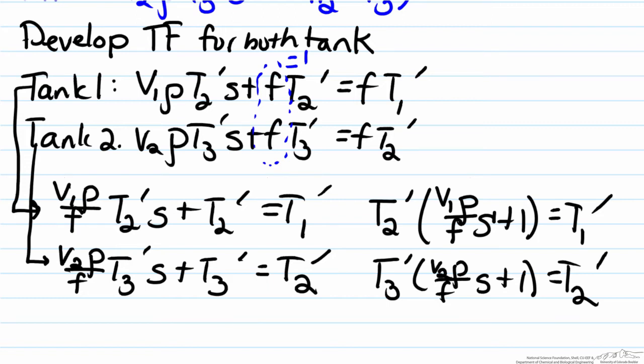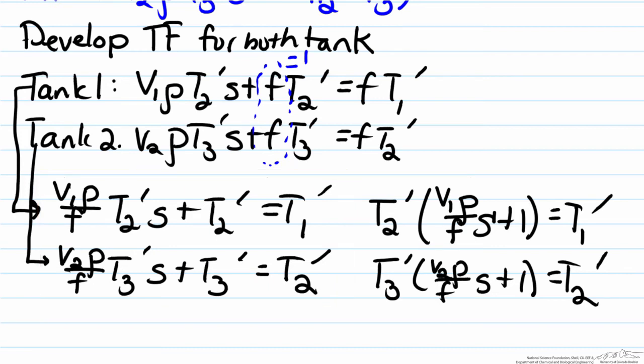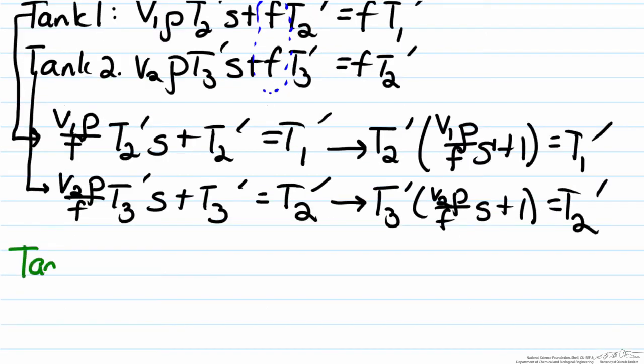So when we put things into standard form, what that means is the T2 prime here and the T3 prime here, the coefficient in front of them must be 1. This can be done by dividing everything by F. And when we do that, we end up with the equations that you can see right here. And then in the next step, what we can do is we can factor out the T2 prime from the tank 1 equation and the T3 prime from the tank 2 equation. When we complete this, we can develop our transfer function.